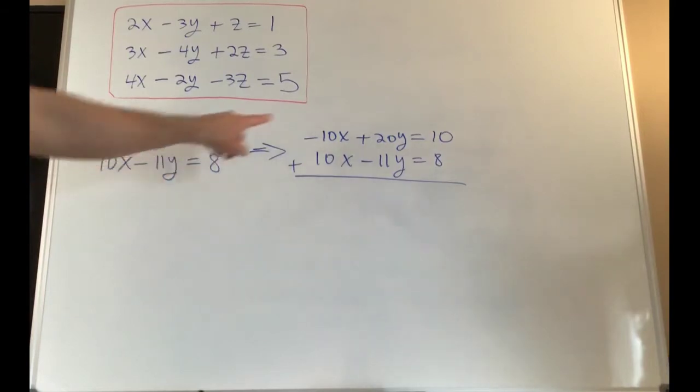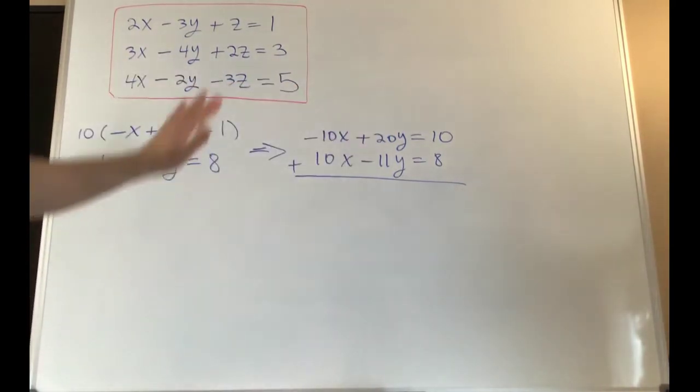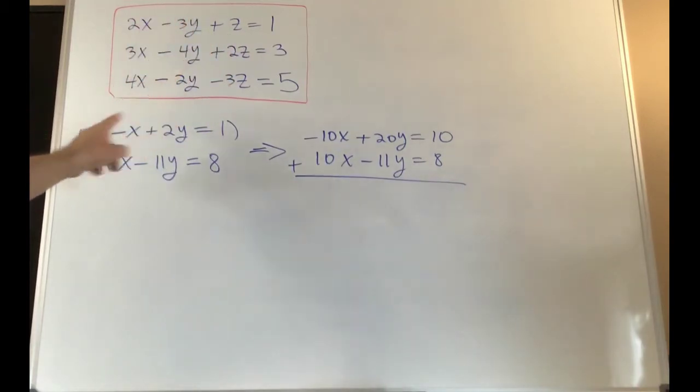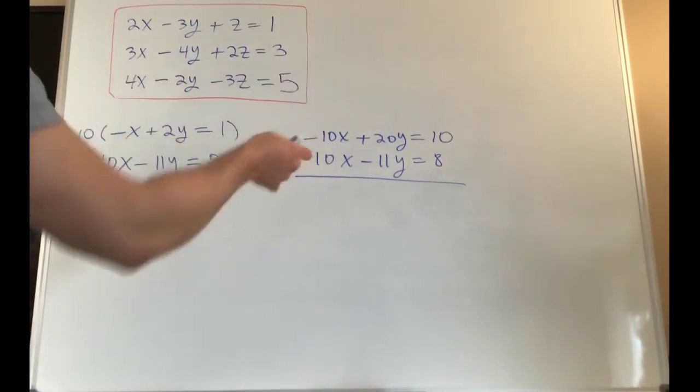10 times negative x is negative 10x. 10 times 2y is 20y, and then 10 times 1 is 10. You cannot afford to make an error here. You have to make sure that you multiply everything by 10. You also have to watch the signs really carefully. Now, the bottom one I didn't do anything to. I'm just going to add them together.